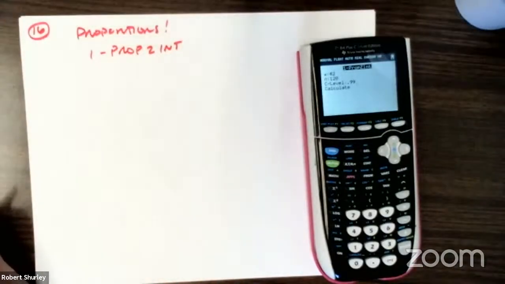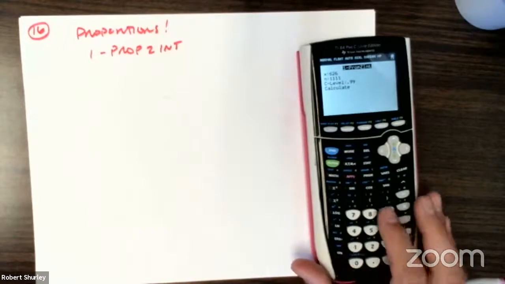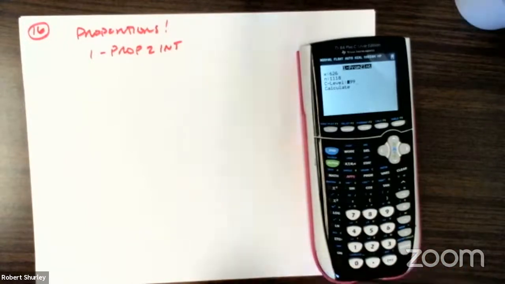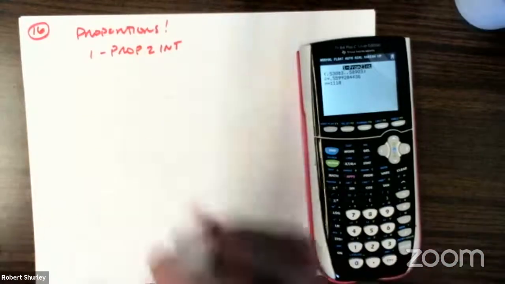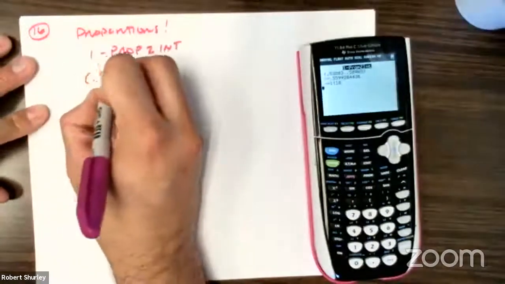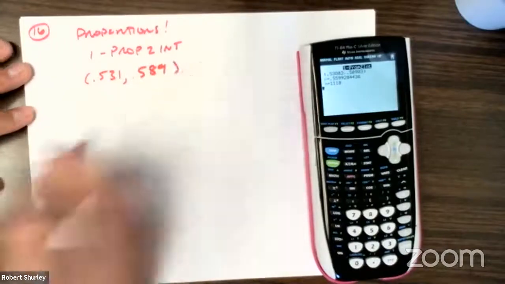So now remember, X is the number that we found. We found that 626 of these consumers paid their bill off in full, and 1,118, holy cow, were surveyed, and they want a 95% confidence interval. Boom, there it is. Now, the proportion would be between 0.531 and 0.589. Okay?